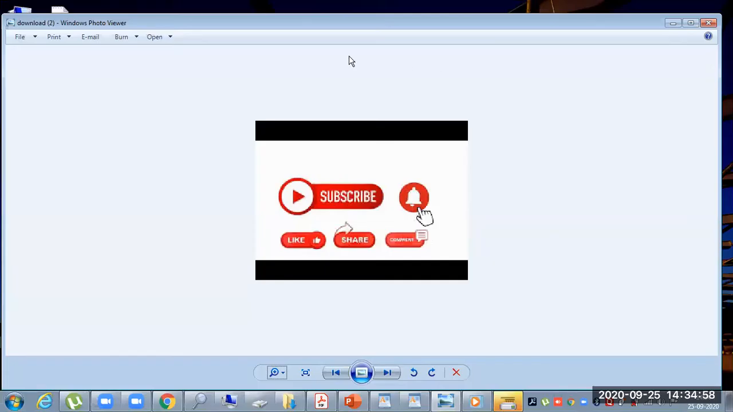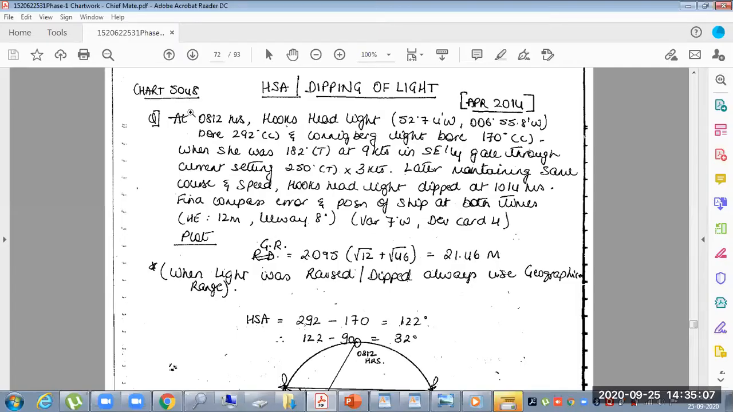So let's start. We are going to see chart 5048, HSA and dipping of light. This is from the April 2014 paper at 0812 hours. Hook's Head light was bearing 292 degrees compass, and Coningbeg light was bearing 170 degrees compass.